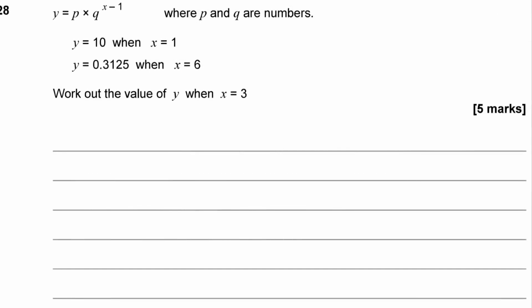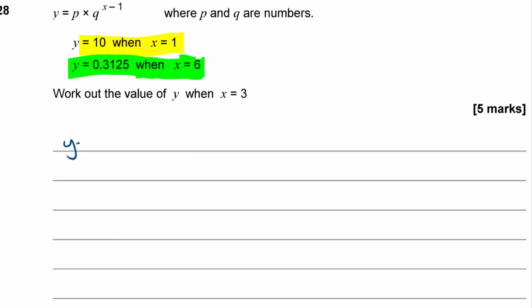Question 28. y is given as p times q to the power of x minus 1, where p and q are numbers. We're told that when y is 10, then x is 1. And then when y is 0.3125, x is 6. So work out the value of y when x is equal to 3. Okay. So what we're going to do here is form two equations by substituting in our y and x values, which will give us two equations where there are just two unknowns left, p and q. And then we can look to see if we can solve those simultaneously.